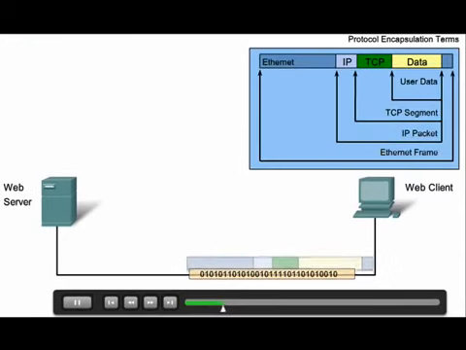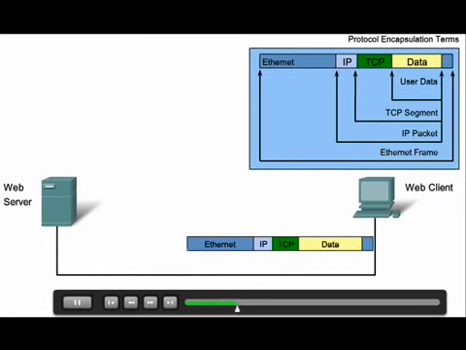When receiving a message on the destination side of the transmission, this process is reversed. The data is decapsulated at each layer as it moves up the stack toward the end-user application, ultimately resulting in the application displaying the information, which in this case is a web page. The encapsulation and decapsulation processes are important to know because they form the basis for how all data is sent and received on a network.